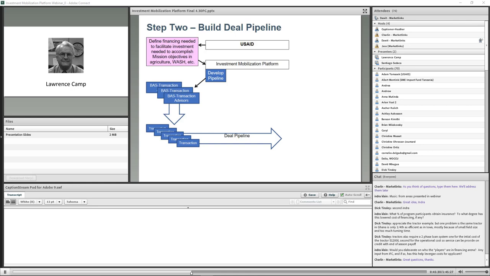Second, with this in hand, the next step is to build a transaction origination function to identify and tee up potential agriculture, WASH, and other related transactions. Operating on a largely success fee basis, the function will engage a network of business advisor service providers, or transaction advisors, to identify financing needs and support development of actual financing proposals. The mission was more than happy to have as many transaction advisors as needed, because it was only going to pay for those transaction advisors on completed transactions, not best efforts. So the mission is happy to engage as many qualified BAS providers as possible.